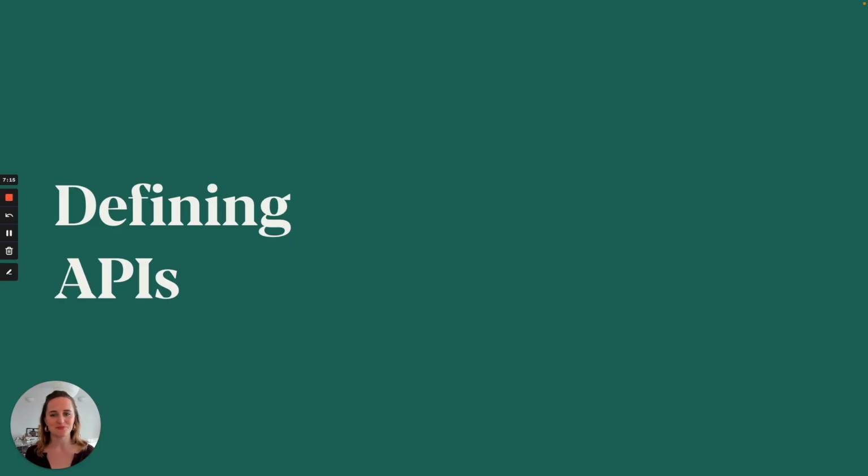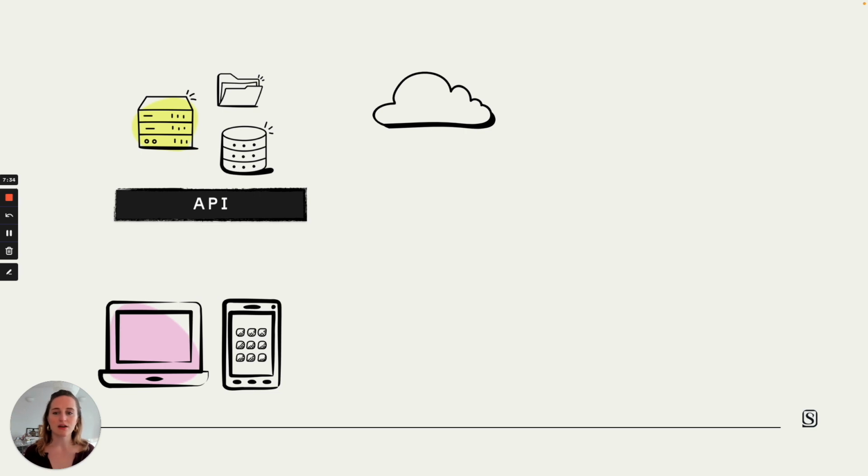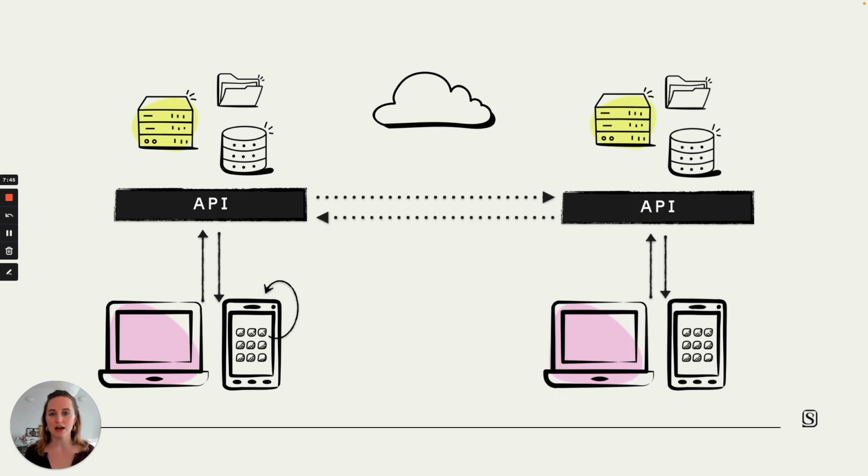But stay with me. Let's get into the details now by really defining APIs. So we'll start here. Anytime 2 independent pieces of software or hardware need to communicate, there is some sort of interface helping them do so because they likely are not programmed in the same language. Whether we are talking about the hardware of your mobile device communicating with software applications installed on it, the front end of an app communicating with the back end, or 2 separate software applications like Google Calendar and Zoom communicating to get your virtual meeting on the calendar, APIs take many shapes and forms.